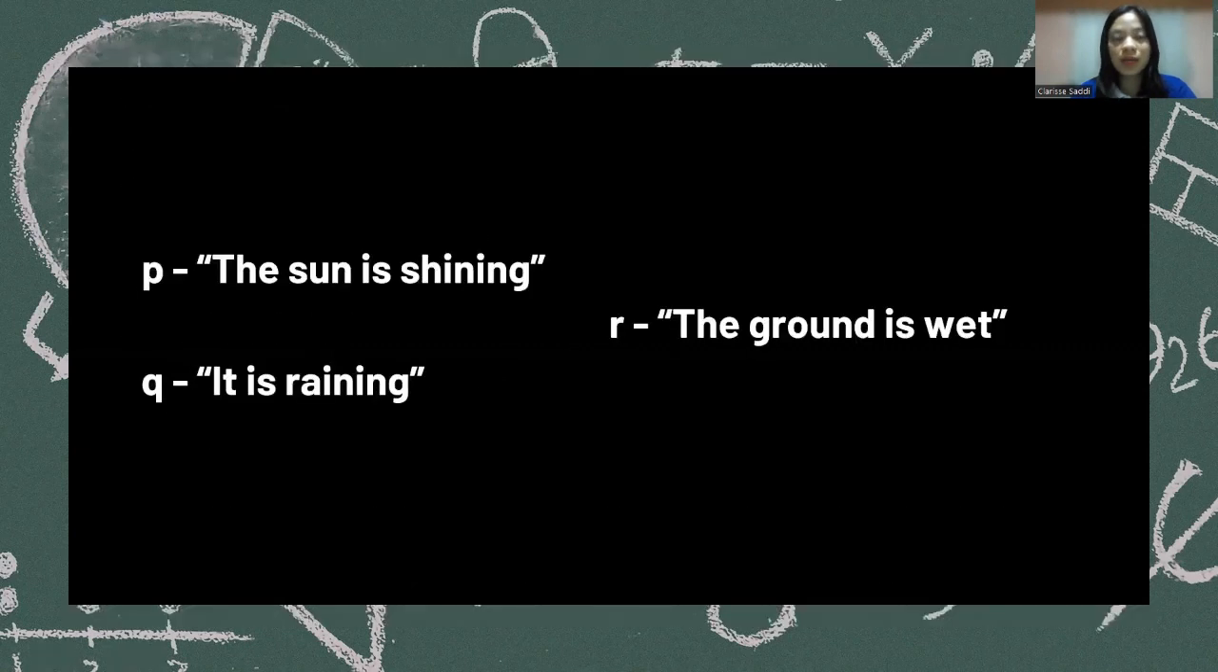Now we'll be having a set of examples from symbols and letters to language. So again, let P be the sun is shining, Q it is raining, and lastly R for the ground is wet. So here we only have 3 letters or 3 statements.